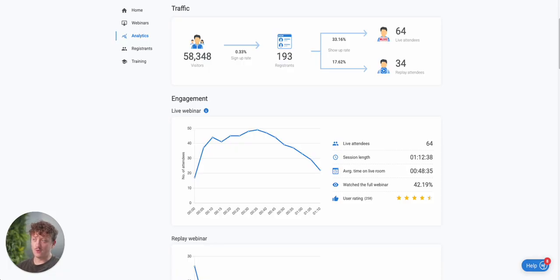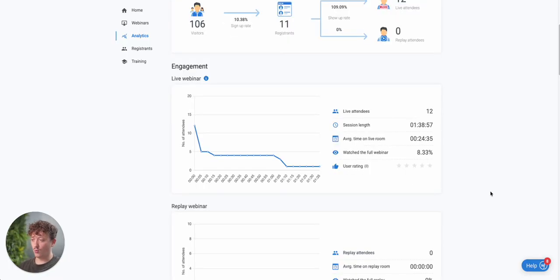Essentially, what I want to do is look at what that retention graph looks like. If we can see an improvement in the retention graph, then overall I'm going to be happy. Anyway, the point is, this is what our retention graph looks like at the moment.